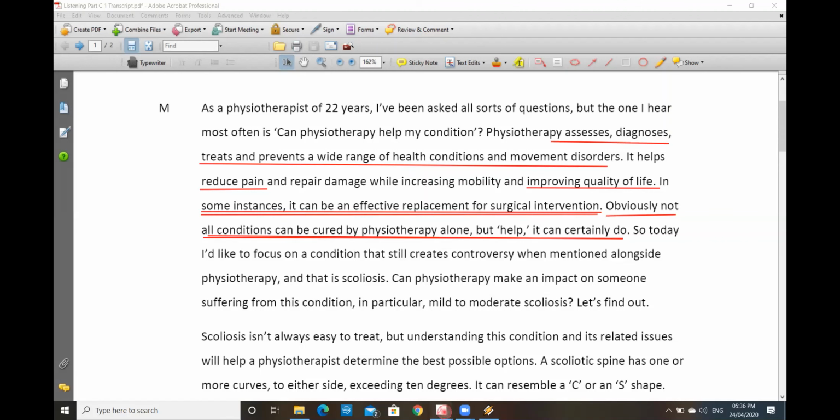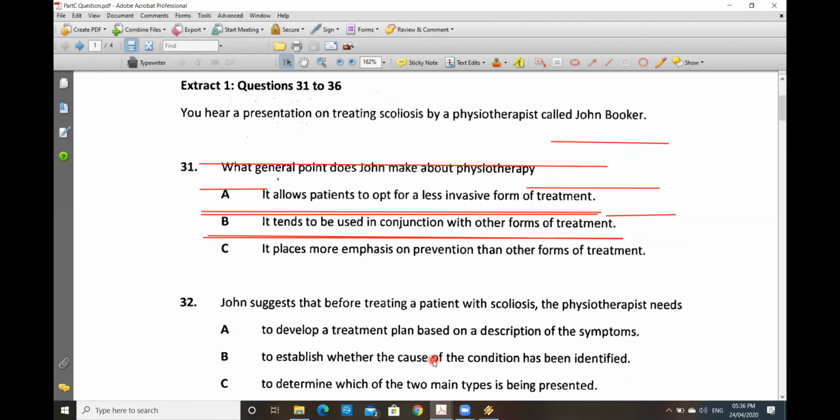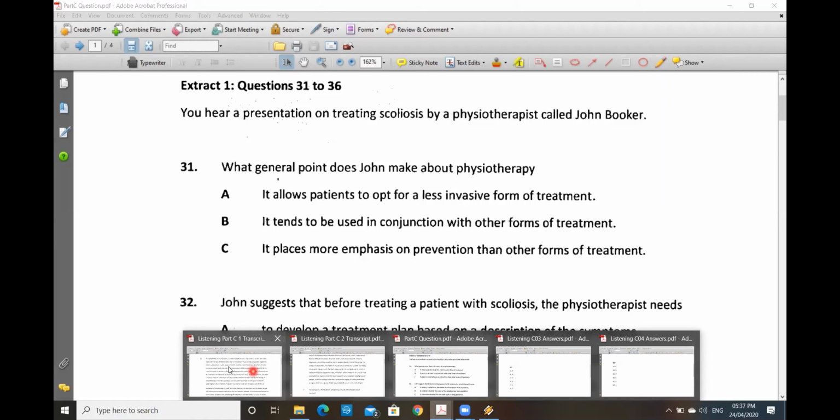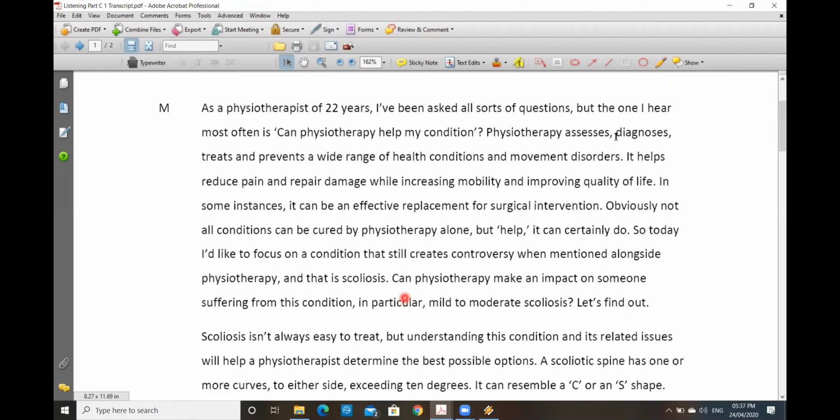In fact, B is the correct answer. Because the general point he's made is that it works in conjunction with other forms of treatment, because not all conditions can be cured by it. And again, he was trying to explain through the whole transcript how physiotherapy does everything: assesses, diagnoses, treats, prevents. Then also he talked about repairing the damage, increasing mobility, improving quality of life.